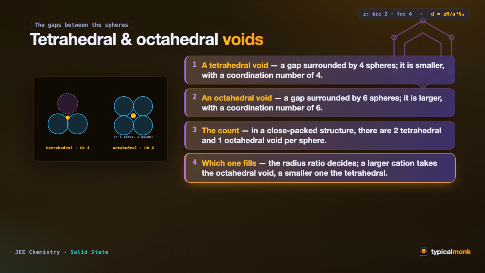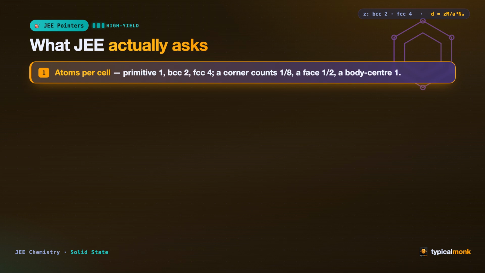And which one fills? The radius ratio decides. A larger cation takes the octahedral void and a smaller one takes the tetrahedral. Now what JEE actually asks.